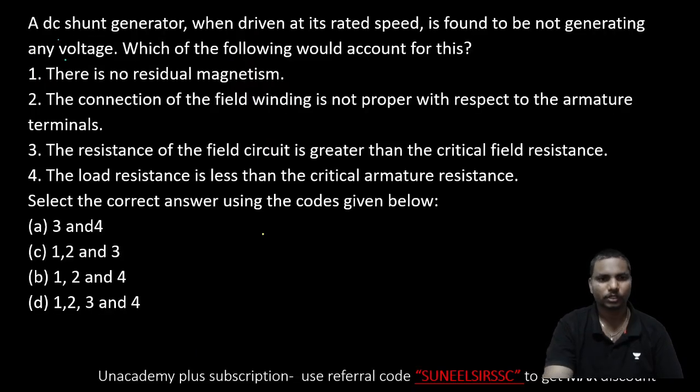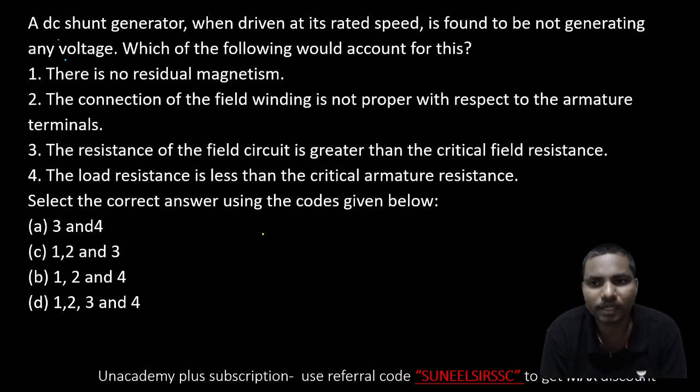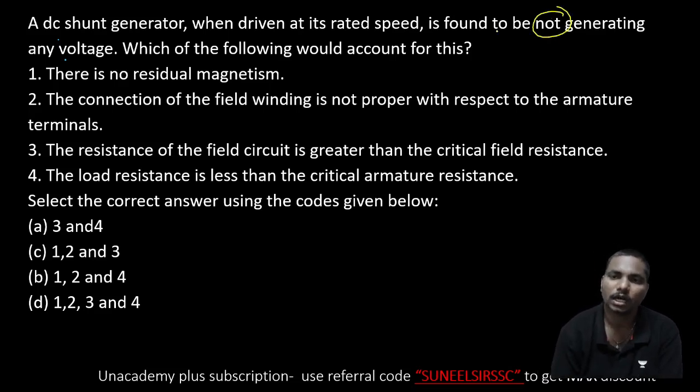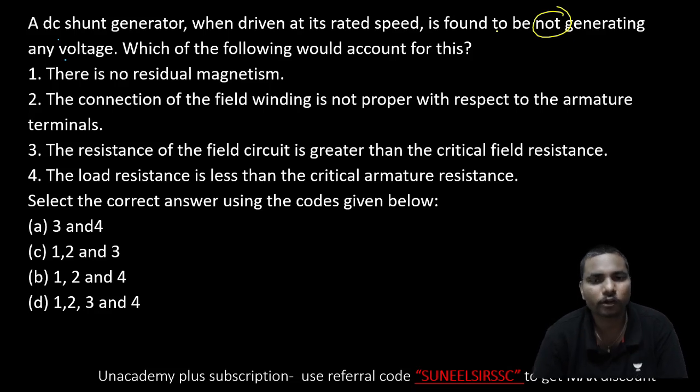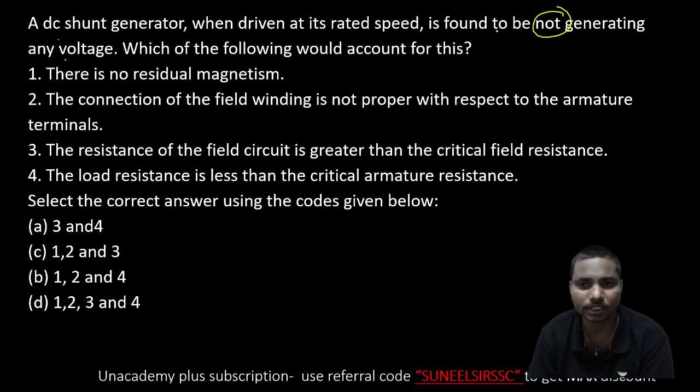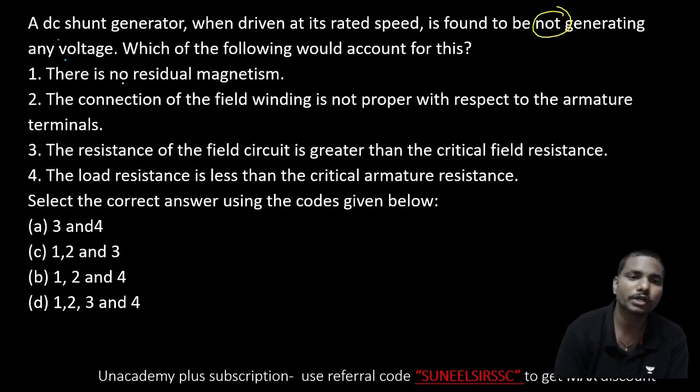Coming to the next one. A DC generator, when driven at its rated speed, is found to be not generating any voltage. Which of the following would account for this? It is not generating means it is not following the conditions of buildup of voltage. What are the conditions of buildup of voltage? It must have residual magnetism. No residual magnetism means not generating, correct.